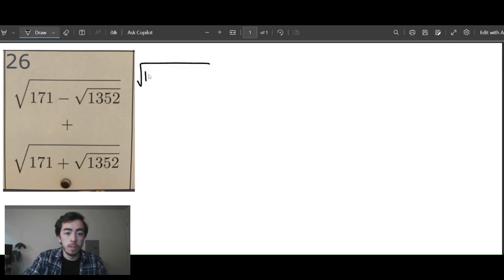The square root of 171, minus the square root of 1,352. And then plus root 171 minus root 1,352.